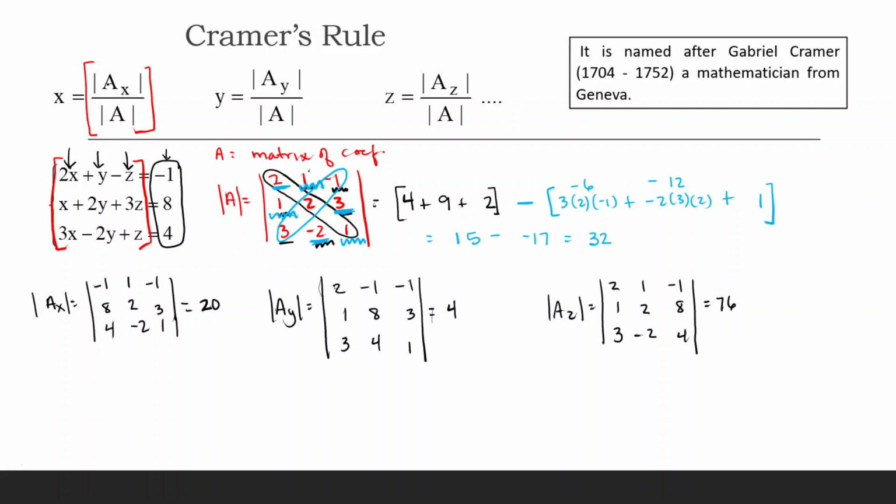Okay, so then I can find these ratios. So x is going to be 20 over 32, which will reduce down to 5/8. Y is going to be 4 over 32, which does reduce down to 1/8. And then z is going to reduce down to 76 over 32. And 76 divided by 32 reduces down to 19/8. And so I have solved for all 3 variables.